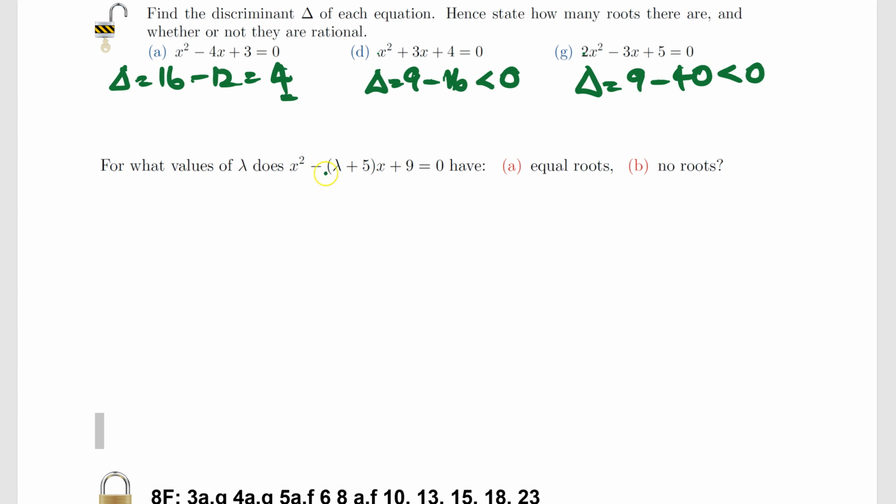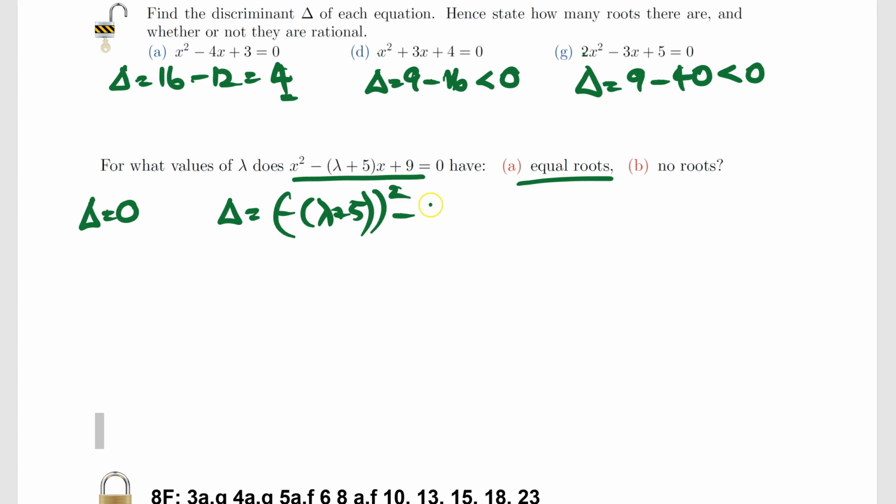For this example, for what values of lambda does this particular quadratic equation have equal roots? So equal roots means that we've got the discriminant equal to 0. We've got two identical roots, or a double root. So part of this topic is about the terminology as well. So what do we need if we're going to have the discriminant equal to 0? Well, if we get our expression for the discriminant, it's b squared, which is minus lambda plus 5, all squared, minus 4ac, so that's minus 36, and we want that to actually equal 0.